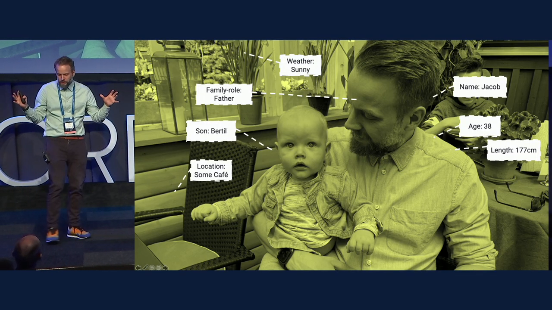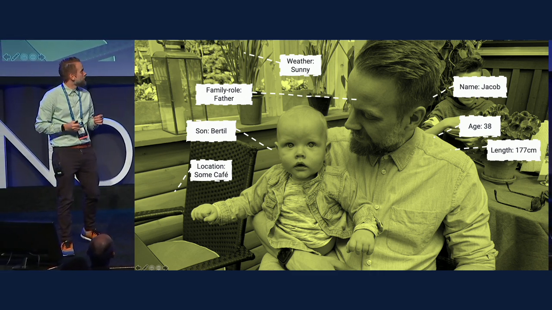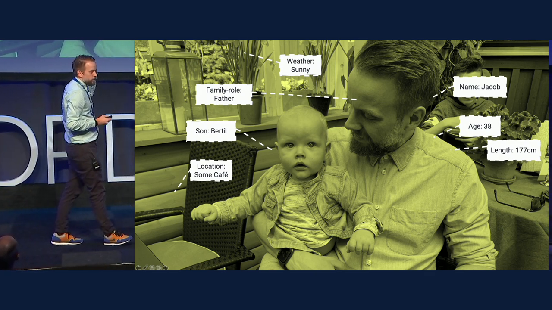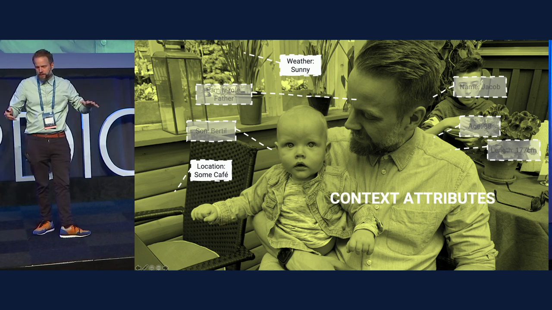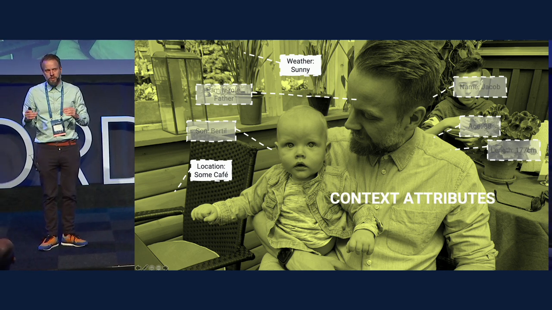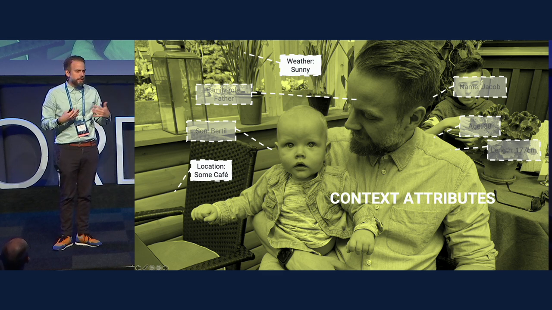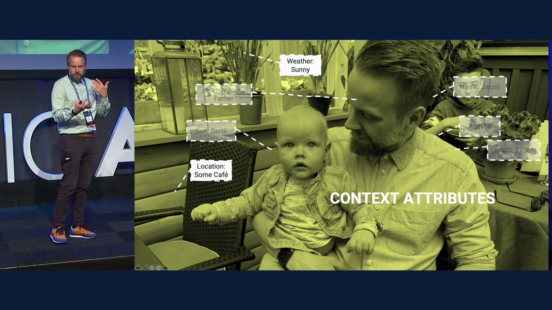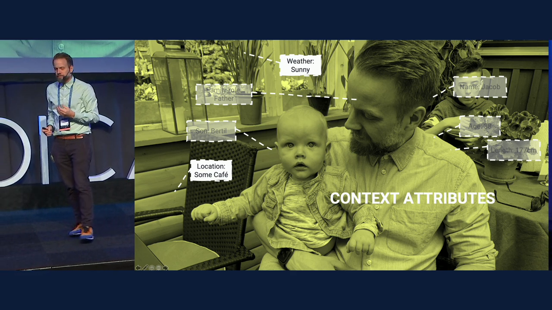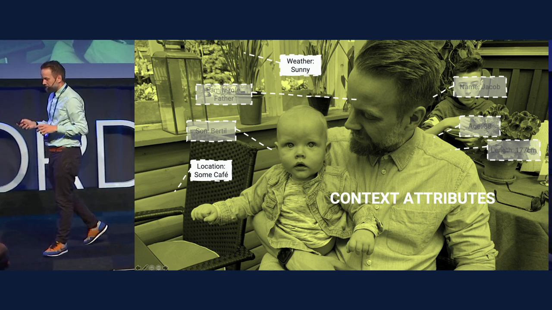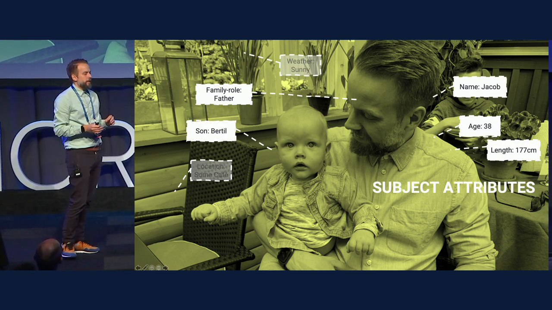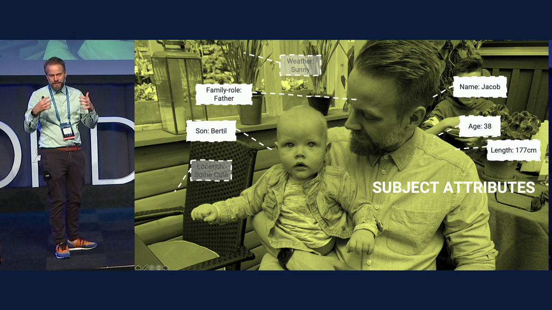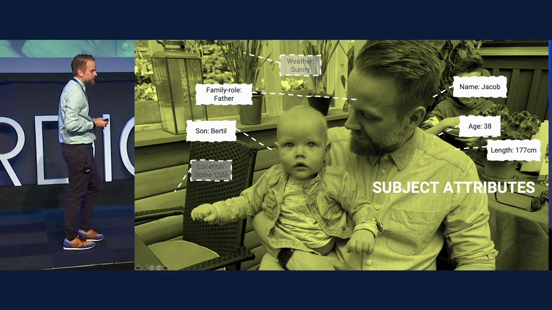So let's step back again. So here's me. Name, age, length. I'm a father, I have a son. It was sunny, it was at some cafe. If we break this down, we can see that some of these attributes we call context attributes. They tell us something about the situation when we snapped this picture, when we figured out who am I. It was sunny, we were at some cafe. The other attributes, they are what we call subject attributes. They tell us something about who am I. They're tied to my persona, my digital identity.